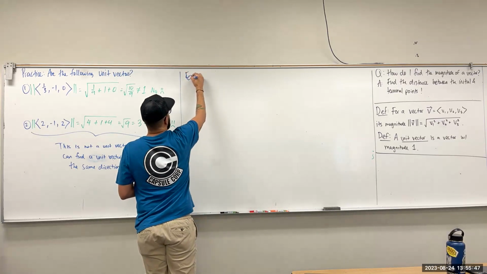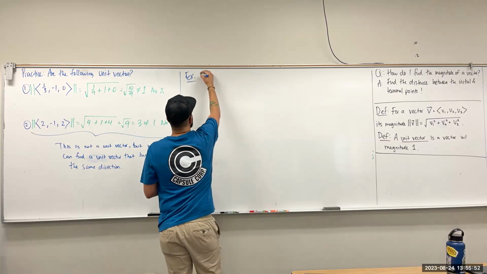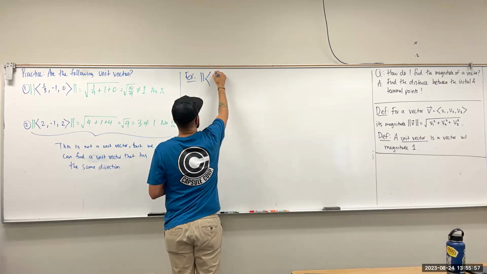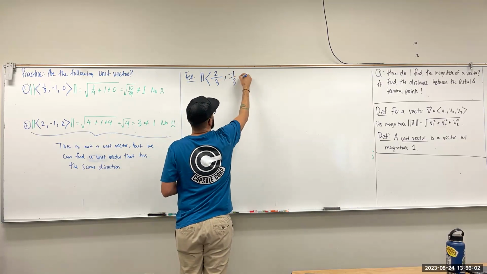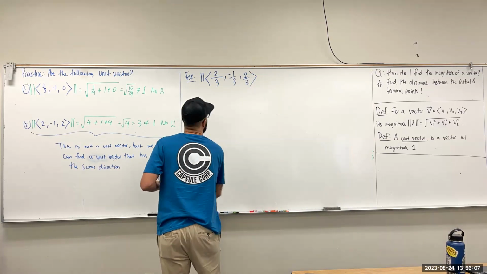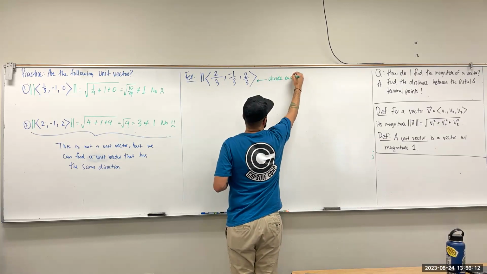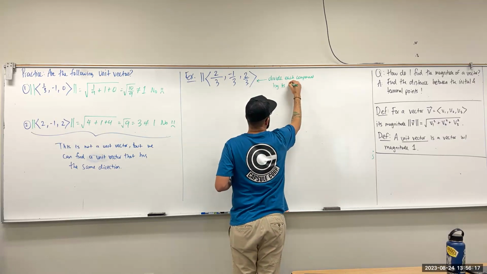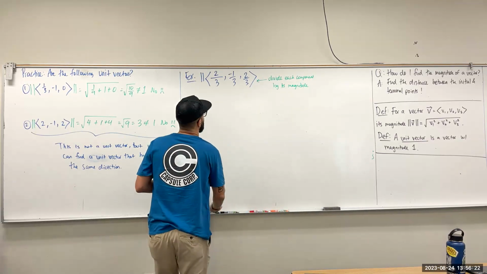And so let me show you that example. What we're going to do now is find the magnitude of this vector, but divided by each component, like you guys said, by its magnitude. Divide each component by its magnitude. Let's see if that works.